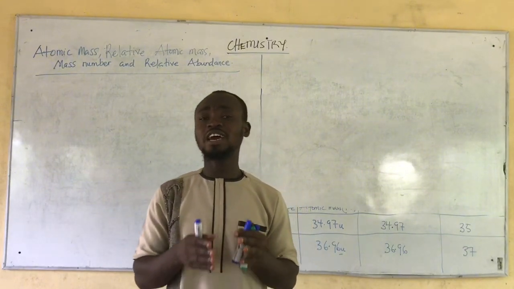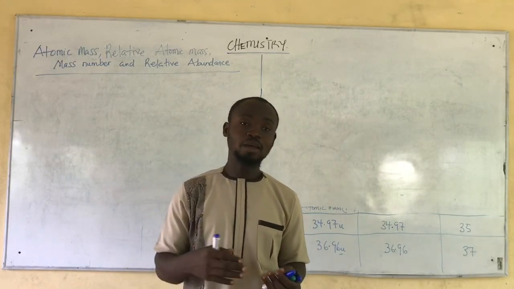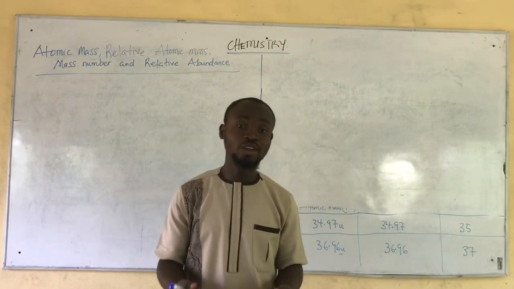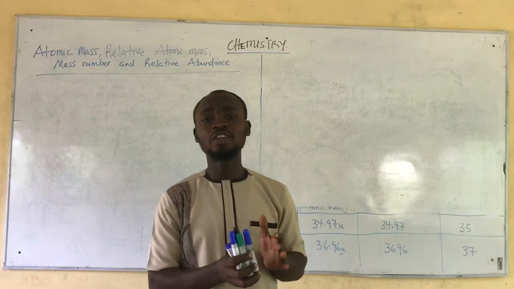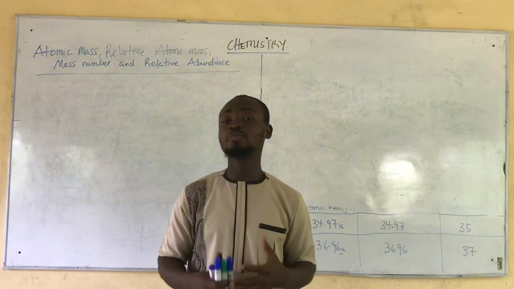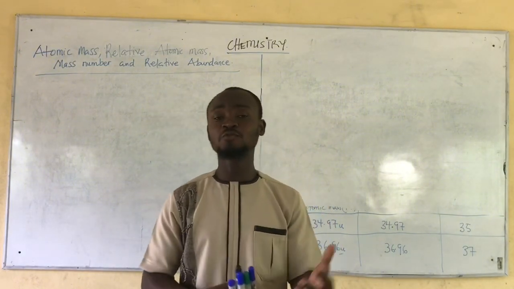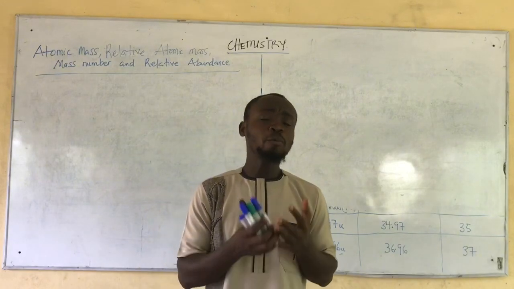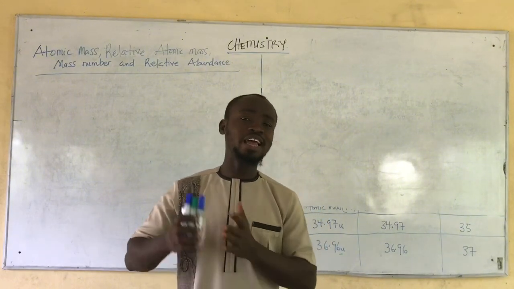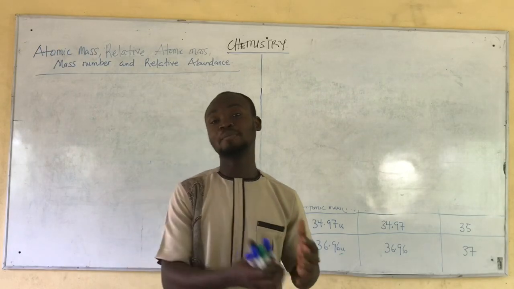or the amount of each isotope in its naturally occurring element is known as abundance. This proportion or this amount can be expressed in the form of a percentage, or it can also be expressed in a fraction form, or sometimes it can be expressed in the form of ratios. When the proportion of an isotope in its naturally occurring element is expressed in the form of a percentage, it is known as percentage abundance.